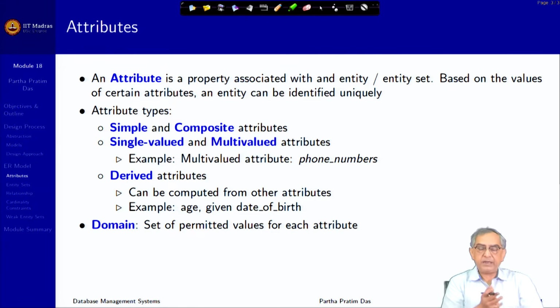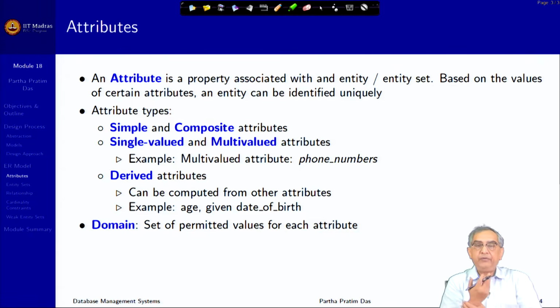Now, an attribute may be simple or composite. We will explain a little bit more later what a composite attribute is. A simple attribute is a number, a varchar, a character, a string, and so on. Then an attribute could be single valued or multi valued. What it means is that for a particular entity, it is possible that an attribute of that entity takes multiple values.